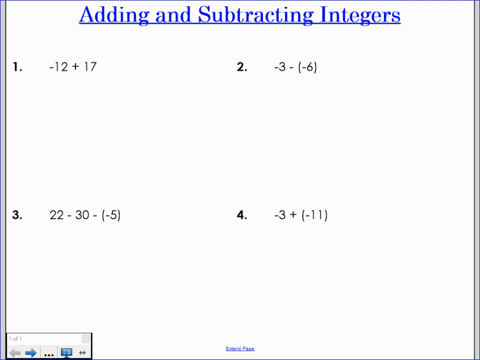We're looking at adding and subtracting integers in this video. We're going to be adding and subtracting our positive and negative whole numbers here. So number one, you have negative 12 plus 17. I'm going to do this one mentally.